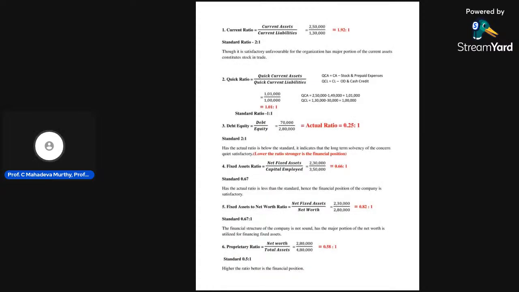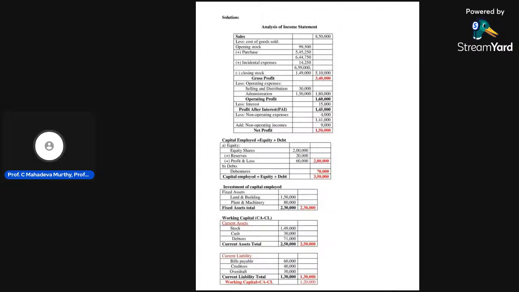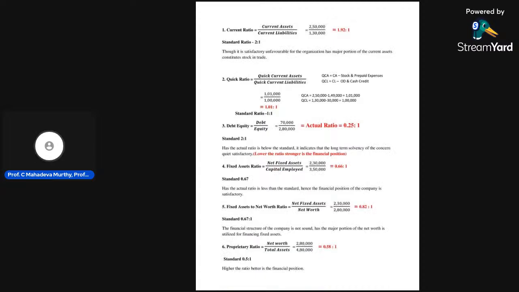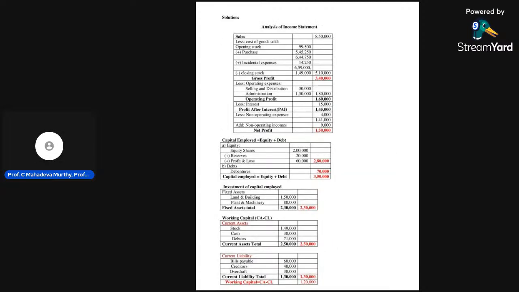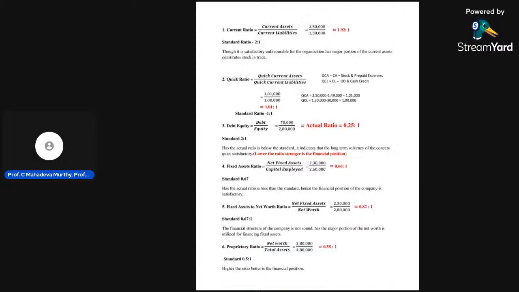Okay, here 17 ratios we need to calculate. First one, current assets minus current liability. What are all the current assets, we already prepared in the form of a statement. We already know total current assets is 2,50,000. Then total current liability is 1,30,000. Current ratio is equal to current assets divided by current liability, equal to 2,50,000 divided by 1,30,000.